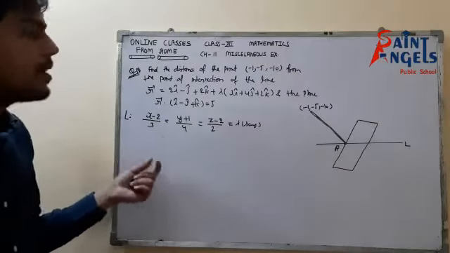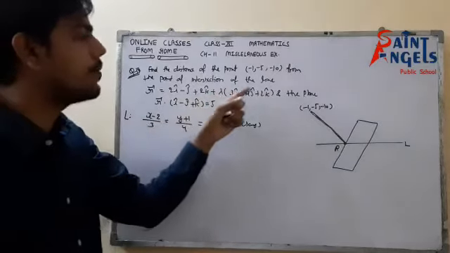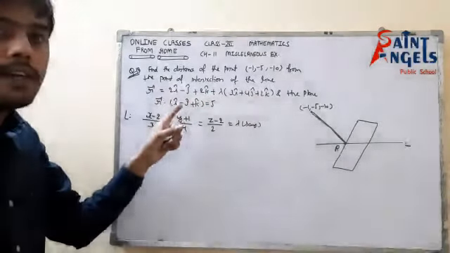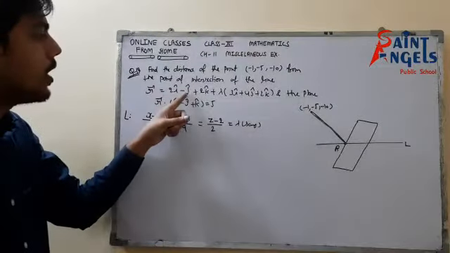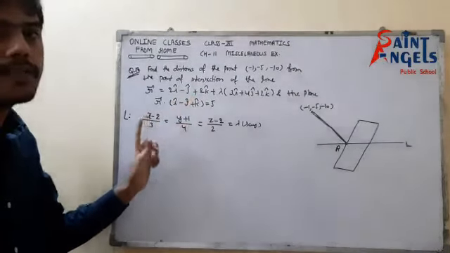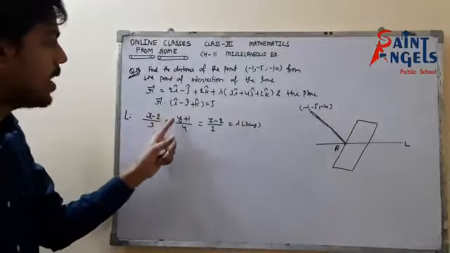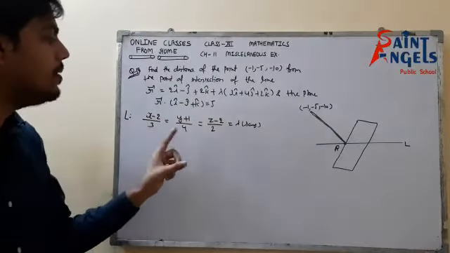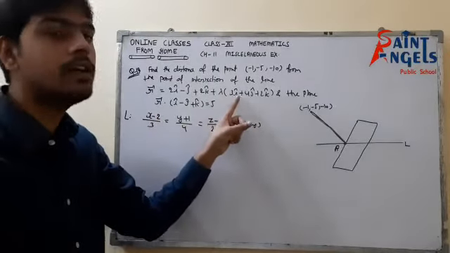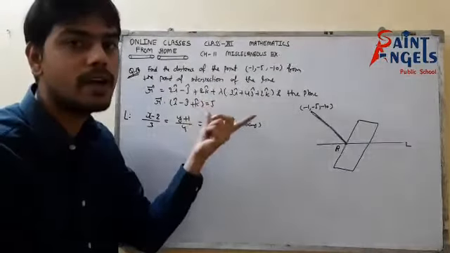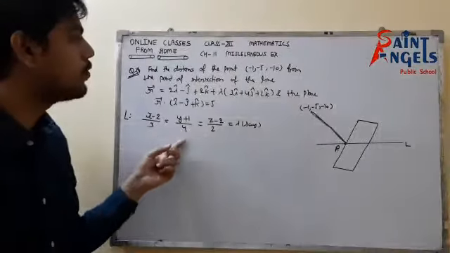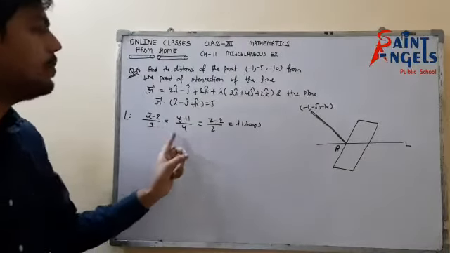I hope you can remember that r equals to a vector plus lambda v vector. A vector was the point through which the line passes. So the 2, 1 and 2 are the values of x1, y1, z1, x minus x1, y minus y1, z minus z1 upon a, b, c. B vector was the vector which was parallel to the line. So we always take the direction ratios of the line which is parallel to the given line. So 3, 4, 2 would be a, b and c.